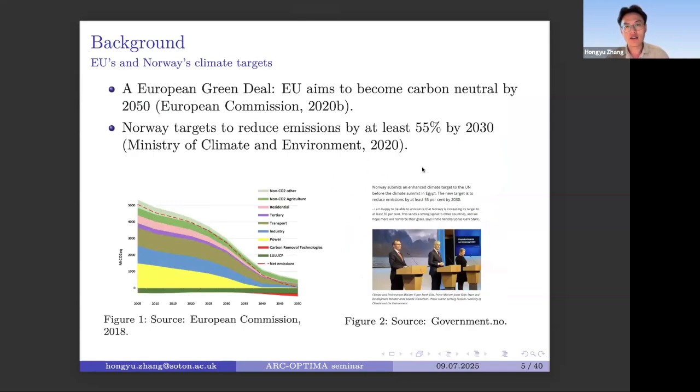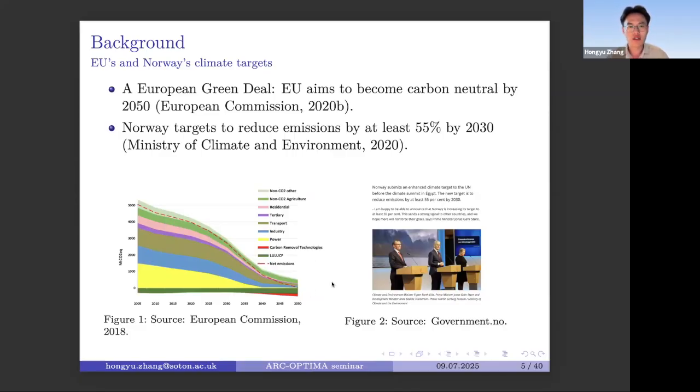Like I said, the climate targets in Europe are quite, let's say, ambitious. If we take a look at this plot to the left, you can see that in all sectors the emissions need to reduce to near zero by 2050. In addition to that, we also need some carbon removal technologies, CCS technologies.